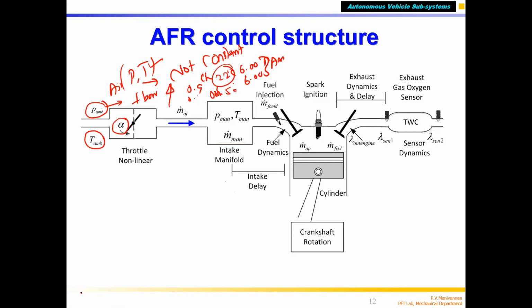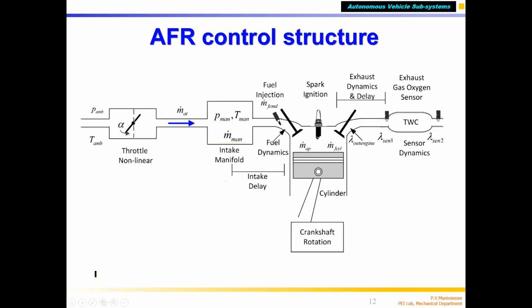So that's what you need to measure. If these two things are varying, we can know the mass of the air, correct? The mass of air entering is m-at. You can see that from this one. The whole thing is nothing but your manifold.